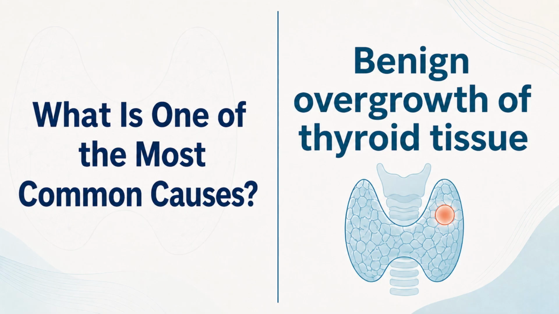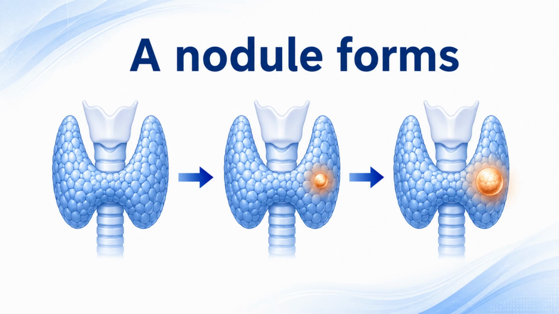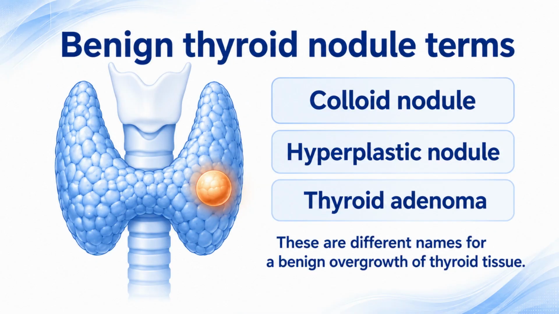Let's begin with one of the most common explanations: benign overgrowth of thyroid tissue. One small area of normal thyroid tissue may gradually grow more than the surrounding gland. As this area becomes larger, it forms a separate lump or nodule. This is called benign thyroid tissue overgrowth. You may hear terms such as colloid nodule, hyperplastic nodule, or thyroid adenoma. These names may sound concerning, but the basic meaning is simple. A small area of thyroid tissue has grown more than usual, but the growth is benign.